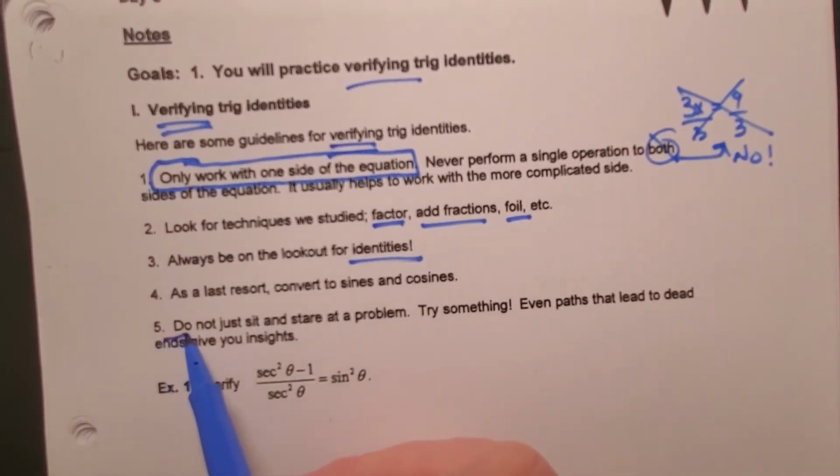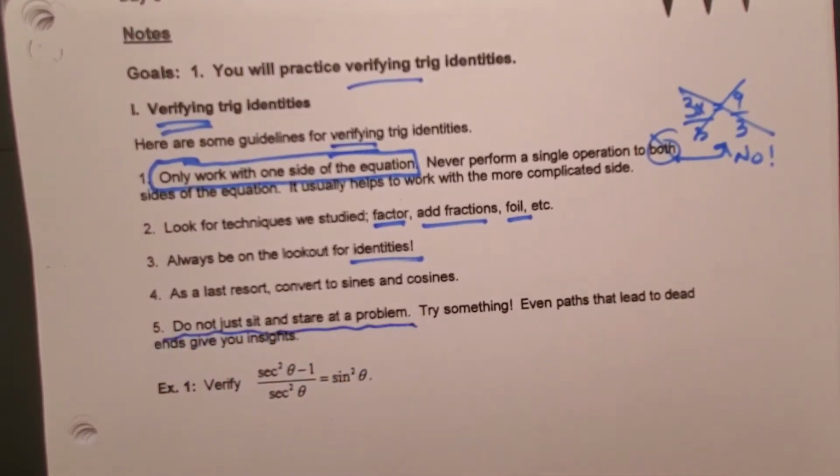Oh, God. I can name names right now. Don't just sit there and stare at the problem. You've got to try something. Even paths that lead to dead ends will give you some insight. So if something leads to a dead end, if you're working on it and it's just getting worse and worse and worse, well, that's when you've got to back up.